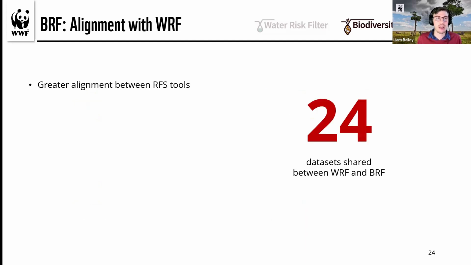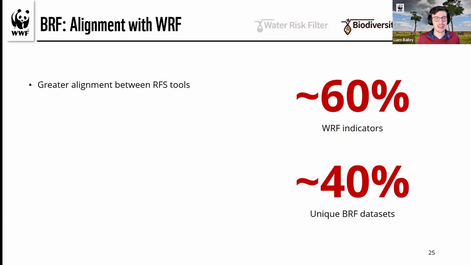Now, as part of this process, changing both water and biodiversity, we've tried to achieve greater alignment between our risk filter suite tools. And we now have approximately 24 data sets that are shared between water and biodiversity, which equates to almost 60% and around 40% of the unique data sets used in the 2 tools. So why do we think this is important? Well, our goal here is that in biodiversity risk filter, when we're assessing risks related to water, we want to make sure that they're informed by the best practices that we're using inside the water risk filter, and vice versa.